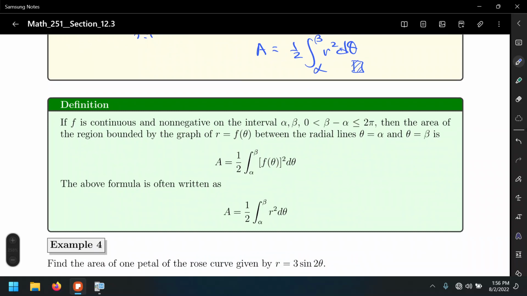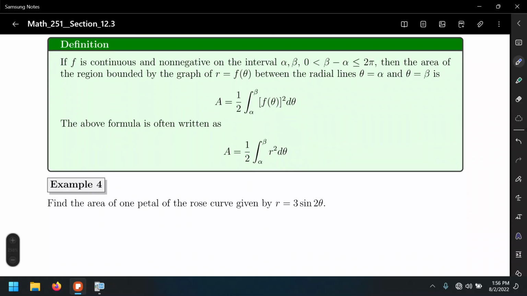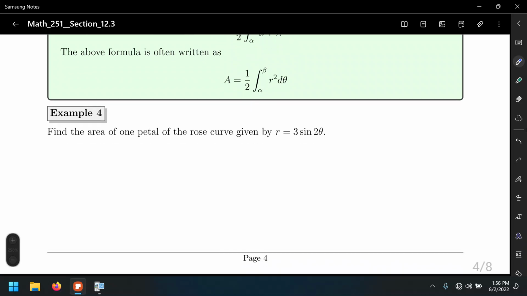All right, so let's do one example. Find the area of one petal of the rose curve given by r equals 3 sine 2 theta. All right.